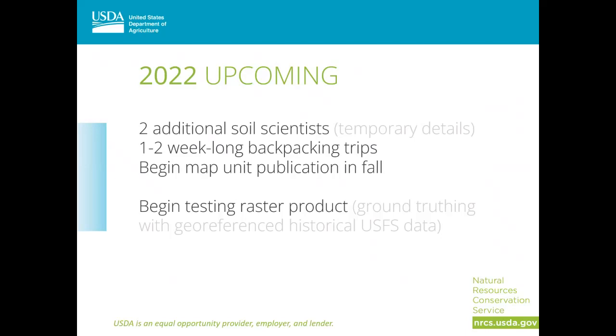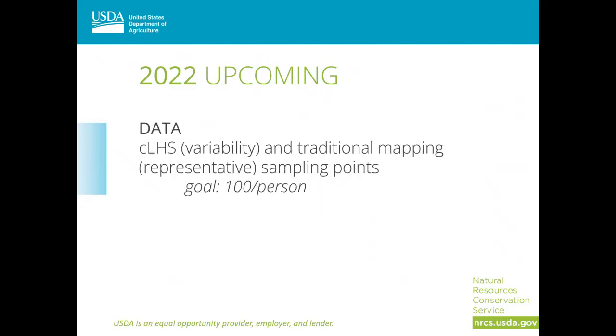Also throughout this year, we're going to begin testing the raster product. So I mentioned that Jay helped us transfer Forest Service soils data into NRCS. We'll be able to use that transferred data for ground truthing. And then in terms of sampling, we are going to be using CLHS and traditional techniques for this field season. So the goal with CLHS sampling points is going to be to train the predictive model, and the traditional points will be to validate the model. And so the goal with these will be to find representative as opposed to obscure sites. And then our goal is to describe 100 pits each this coming summer.